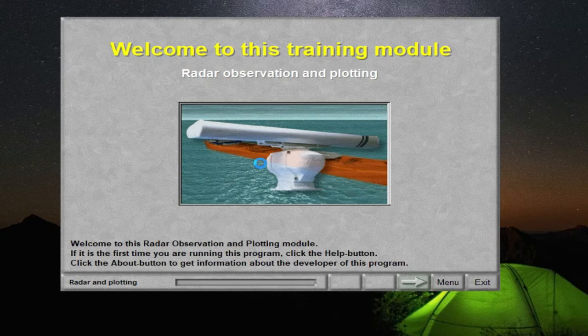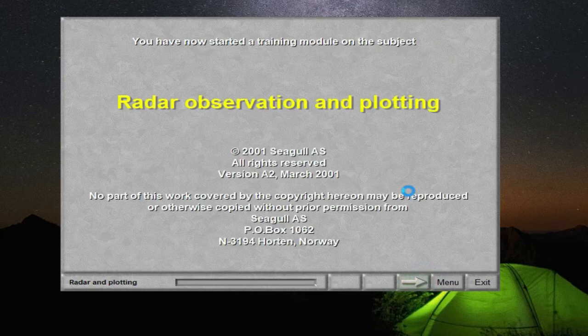Welcome to this radar observation and plotting module. If it is the first time you are running this program, click the Help button. Click the About button to get information about the developer of this program. You have now started a training module on the subject Radar Observation and Plotting.